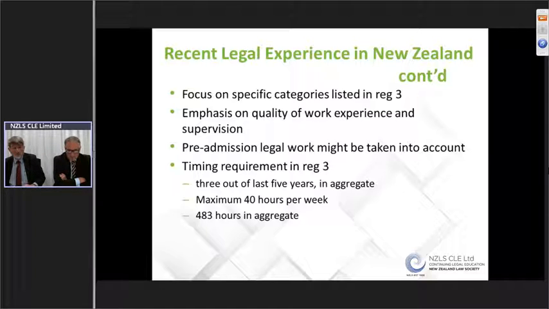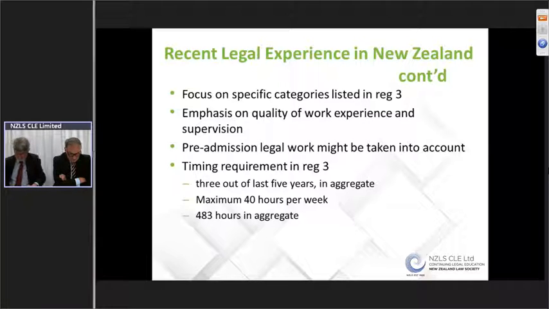Just turning to the timing requirement, we've heard that it's 3 out of the last 5 years in aggregate, involving a maximum of 40 hours per week. And in my paper I say, consequently, the legendary 80-hour working week will not accelerate fulfillment of the requirement. So we all know stories of people who work every hour of the day and go home to sleep for 2 hours and come back and start all over again. That will not accelerate your fulfillment of the timing requirement. So a maximum of 40 hours per week will count, and the total requirement measured in hours is 4,830.